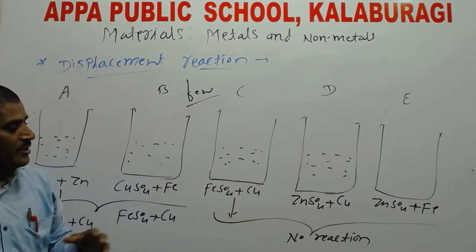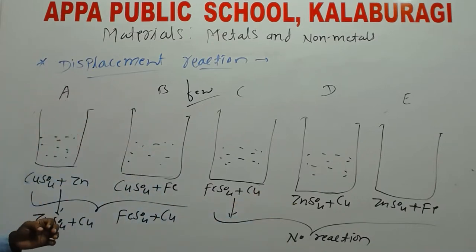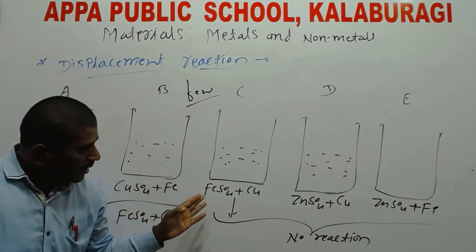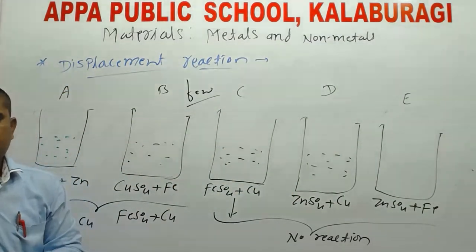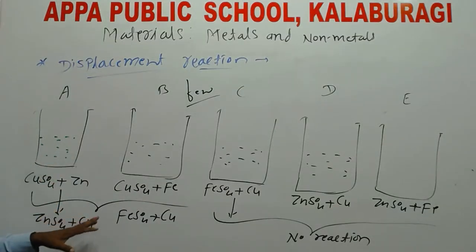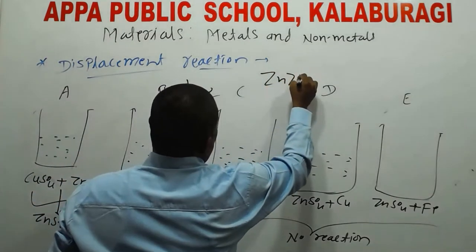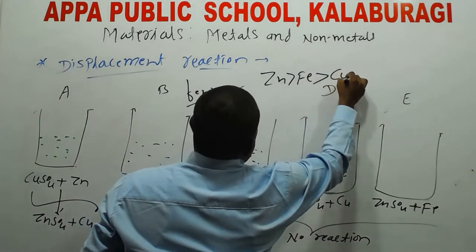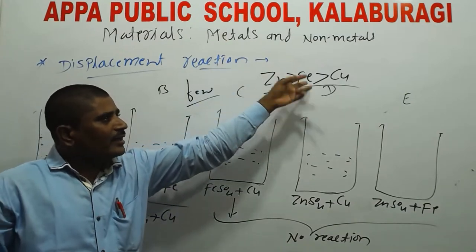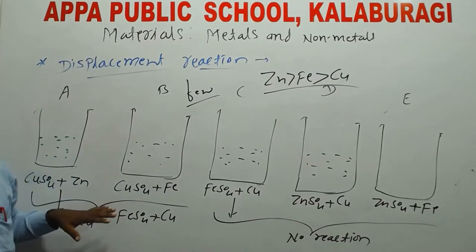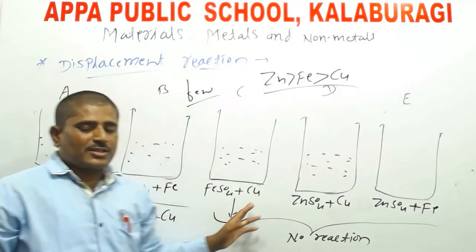Why will the reaction not take place? What is the scientific reason behind this? These beakers contain iron sulfate, zinc sulfate, and zinc sulfate with iron. Why does the reaction not take place? Very simple: zinc is more reactive than iron, and iron is more reactive than copper. So this is the main reason. It means only in beaker A and beaker B does the reaction take place. In the rest of the beakers, no reaction takes place.